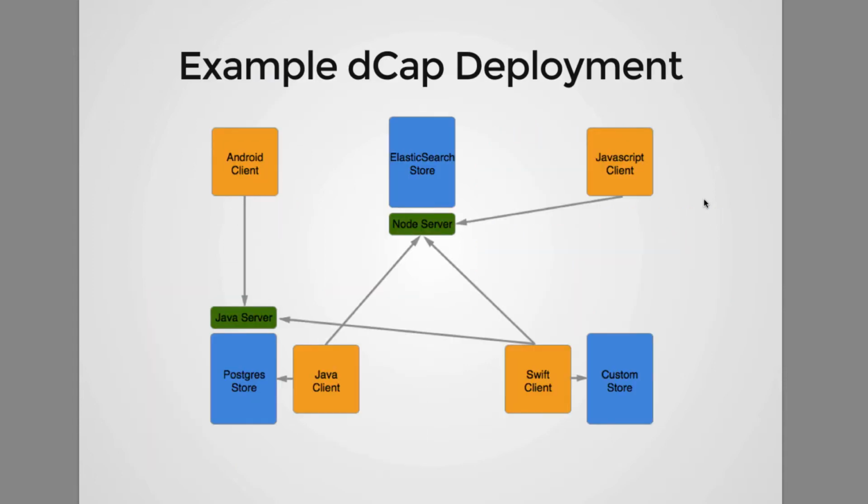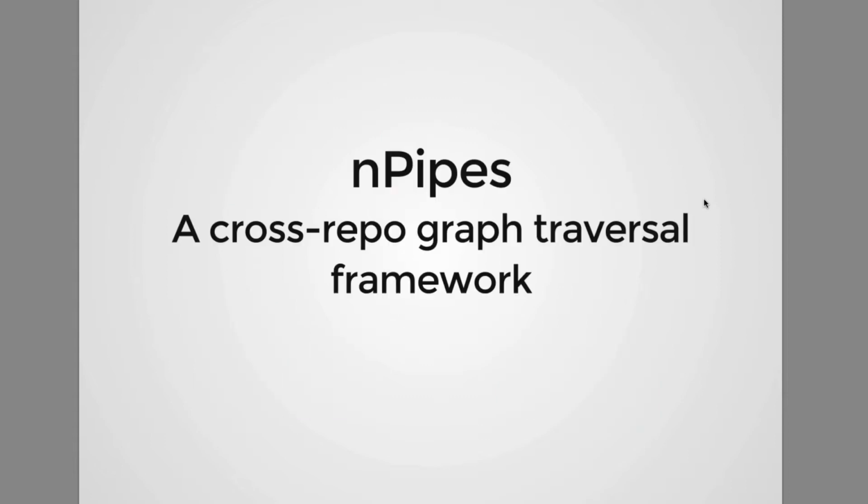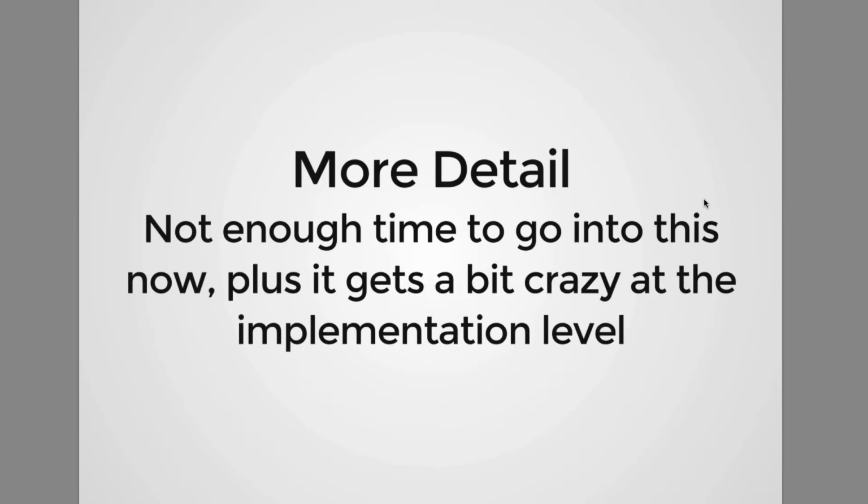So here's an example deployment. We've got JavaScript client, Android clients, Java with Postgres, Node with Elasticsearch. We've got a Swift client that's running on an iOS device, things like that. So we have npipes. It's a cross-repo graph traversal framework based off of Blueprint's pipes. It allows us to cross the repository boundary when we do queries.